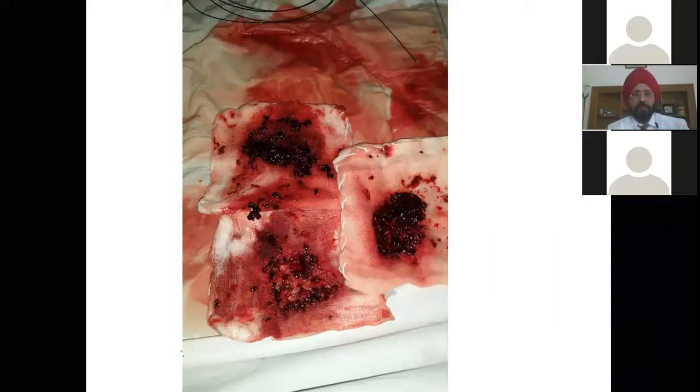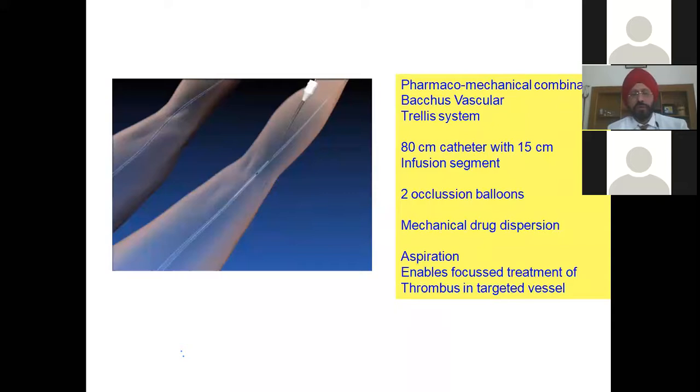This is the type of clot you get. And we've been doing this. We have a large series. Okay, that was about catheter-directed thrombolysis.